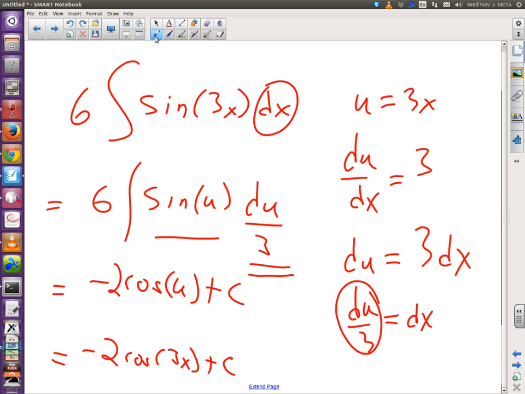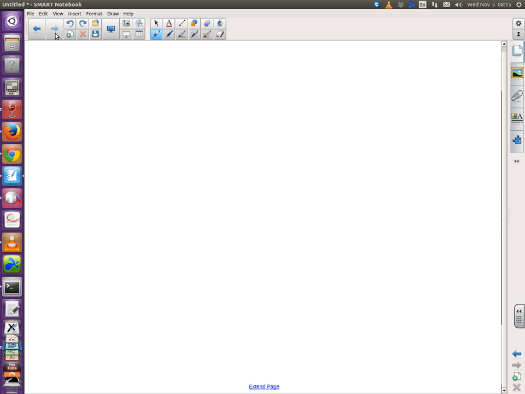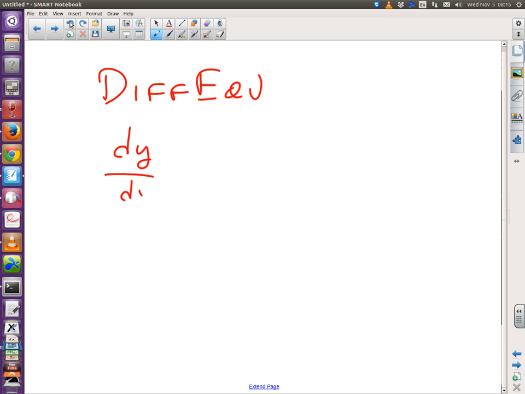How about this? Here's something that's affectionately called a diffie-Q. A diffie-Q is an equation with a derivative in it. And it might even be an initial value problem. Can you figure out the function we're talking about?